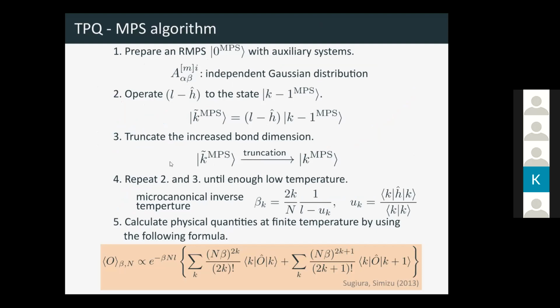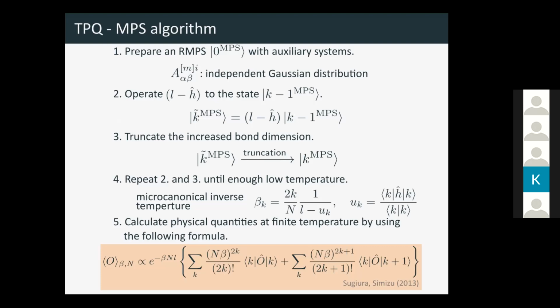Now, in the first step, prepare the RMPS by taking the elements of matrix A to be independently generated from the complex Gaussian distribution. Second, we operate L minus H to prepare the state k plus one. In the third step, we transform this MPS to the canonical form, because the bond dimension increased by the operation given in step two. And then we truncate the bond dimension to save computational memory. Step three is quite important to keep the bond dimension at a finite value.